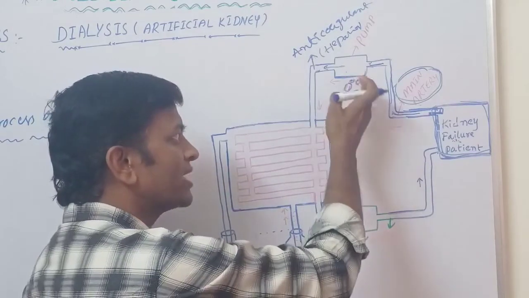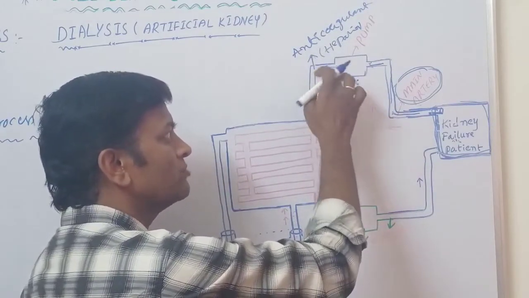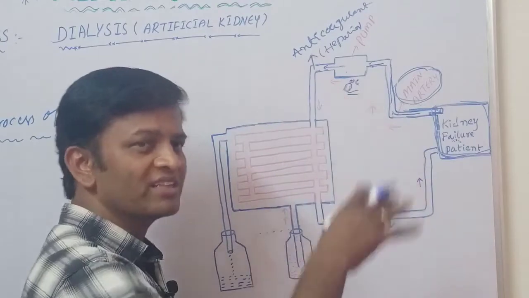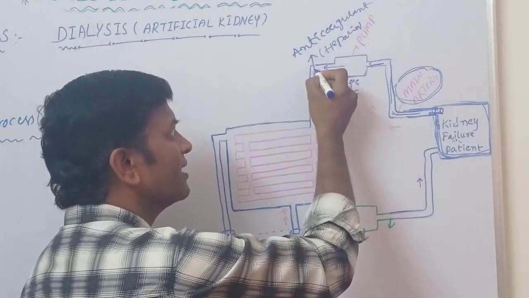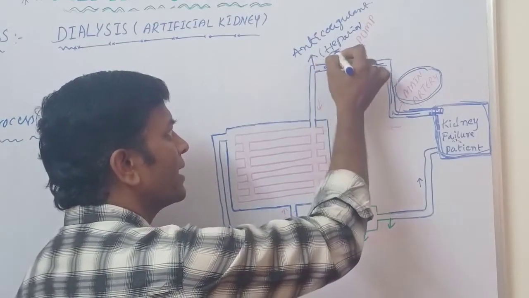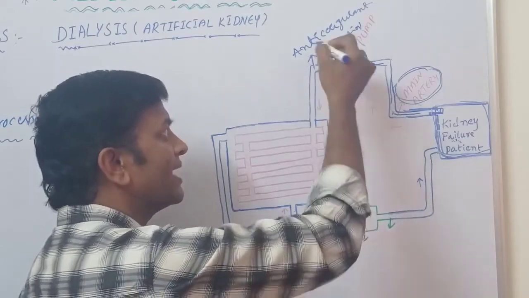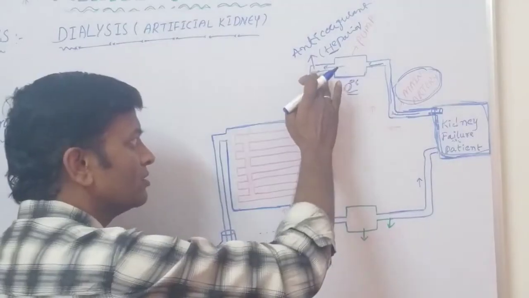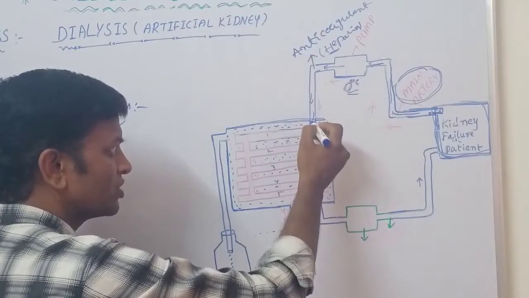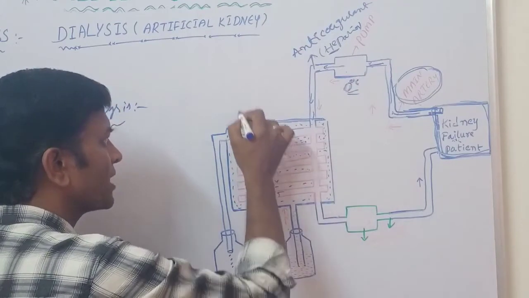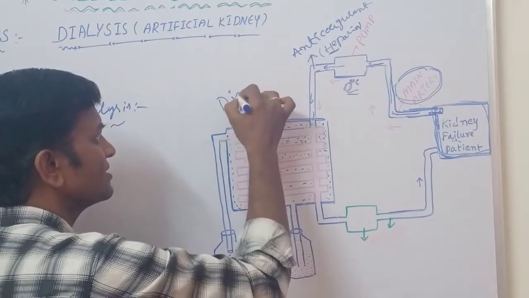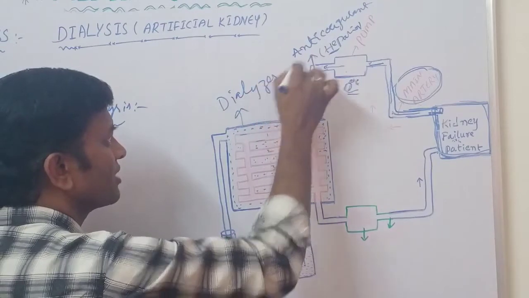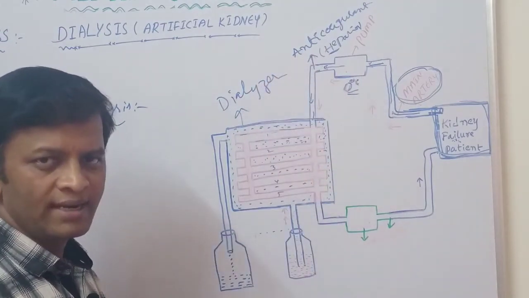That is why we can take out the blood from the body, because sometimes it may cause clotting. So for preventing the clotting of blood, we are adding the anticoagulant heparin. After adding heparin, the blood is sent into the compartment. This compartment we call the dialyzer.